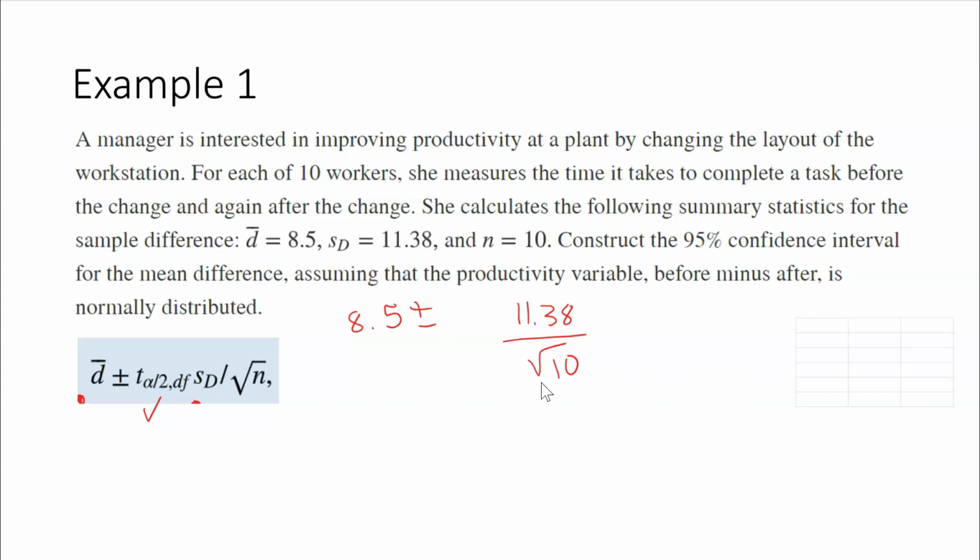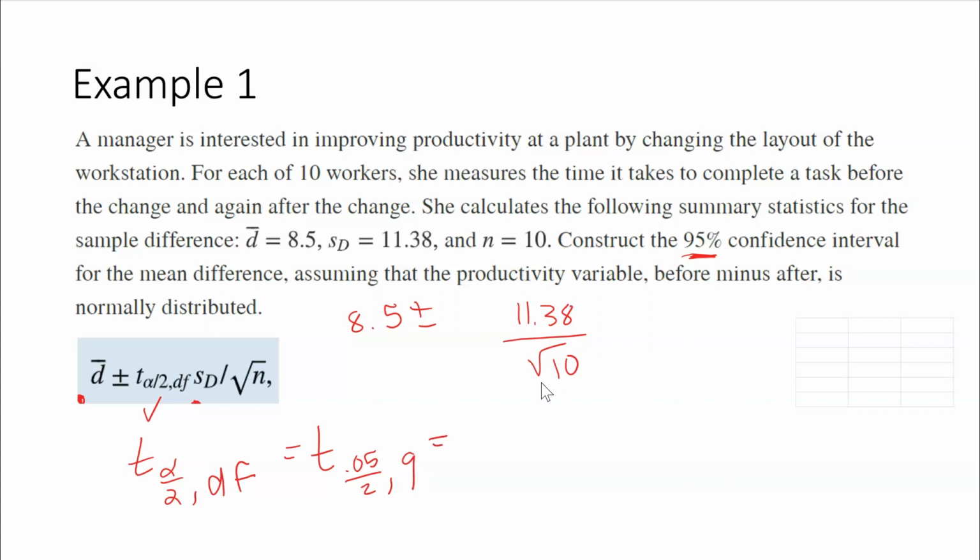So let's go ahead and grab our critical T value. So our critical T value is T alpha over 2, with the degrees of freedom. So remember that degrees of freedom is 1 less than the N. And our alpha, we're talking about 95%, so this would be 0.05 divided by 2. And our degrees of freedom is 9.